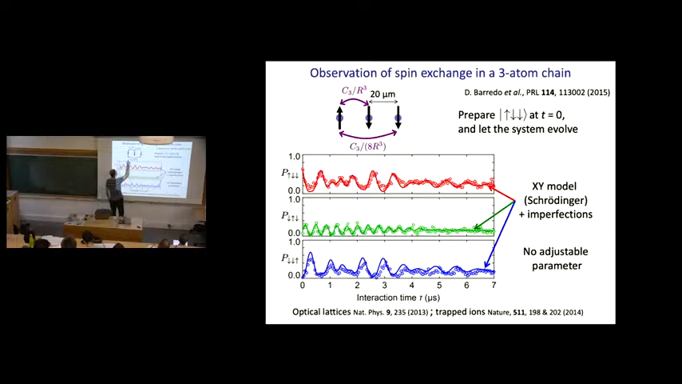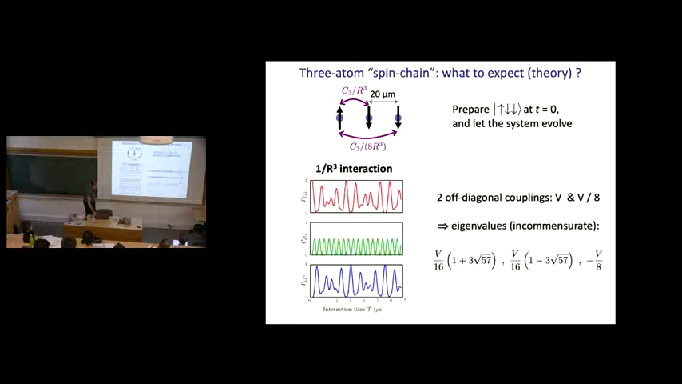You have only two eigenenergies, typical energy scales V and V over 8, due to the long-range coupling. And this is what gives rise already to three incommensurate eigenvalues. For example, if you had nearest neighbor interaction, you would not see that. I will show you in a minute.